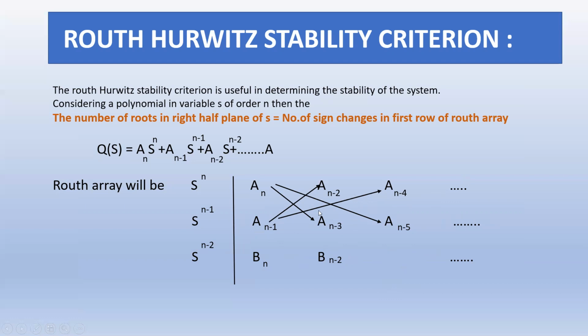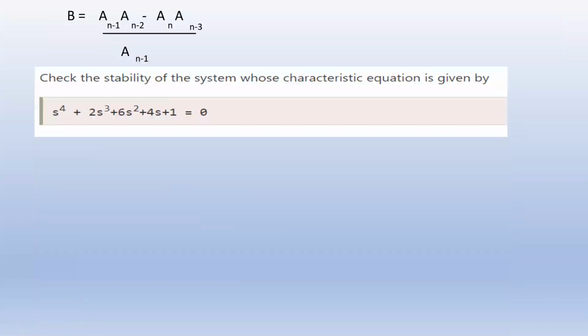So this is how we compute the Routh array, and the coefficients of s^(n-3) can be computed with the second and third rows of this Routh array. So this is how we can create the entire Routh array based on this rule. And if we look at the sign changes in the first column, if the number of sign changes is zero, then our system is stable. So this is the formula for Bn.